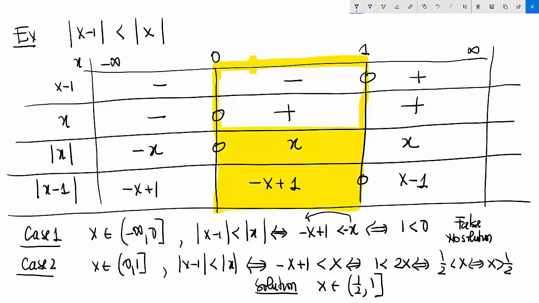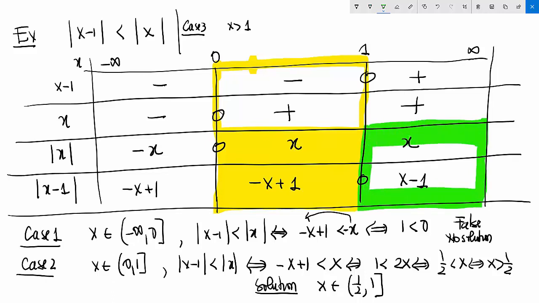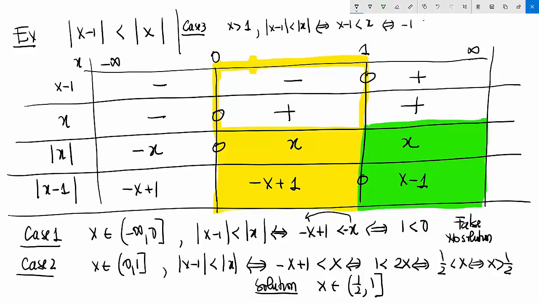All right, so it remains to look at the third case. Case 3. In this case, x is greater than 1, and we are in this situation. Let me highlight that. We are here. Our inequality then here is now equivalent to x minus 1 is less than x, and this is equivalent to negative 1 is less than 0, which is of course true. So the solution is the entire set here, the universal set here, which is x in between 1 and infinity.